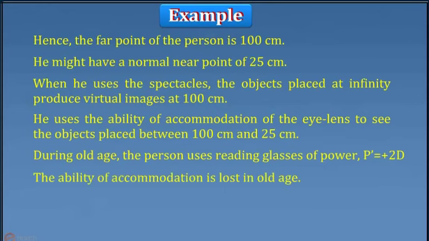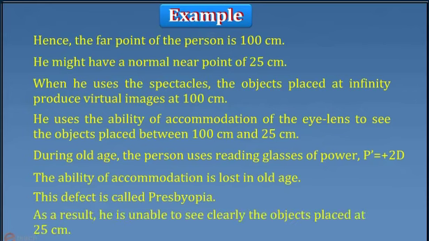The ability of accommodation is lost in the old age. This defect is called presbyopia. As a result, he is unable to see clearly the objects placed at 25 centimeters.